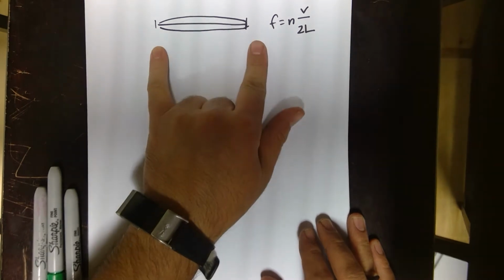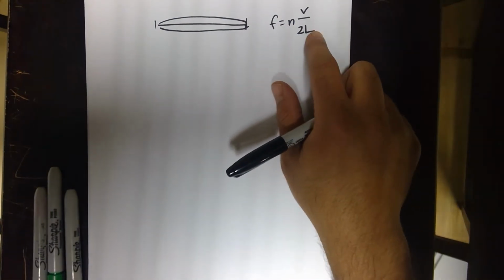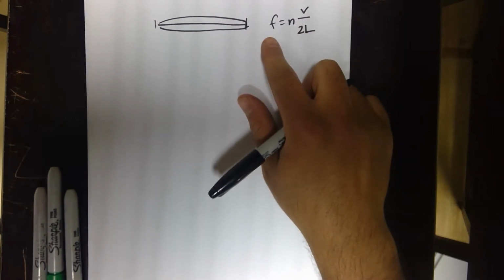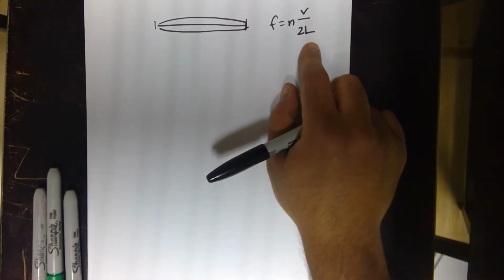So the length of the string literally determines the frequency. And what you saw is that I manipulated this variable L, and that gave me different frequencies. So what I did was, as I made L shorter, you saw the pitch get higher, the frequency went up.